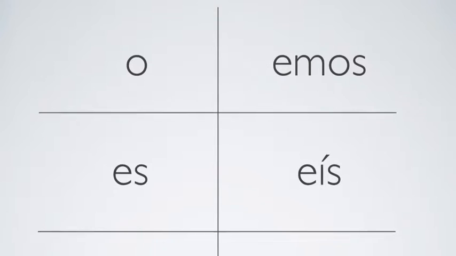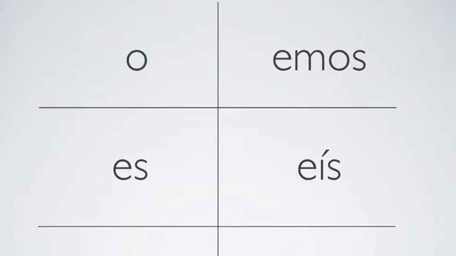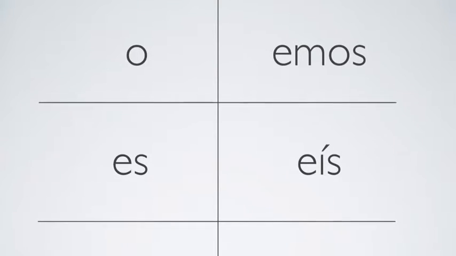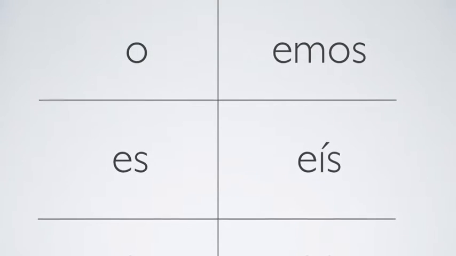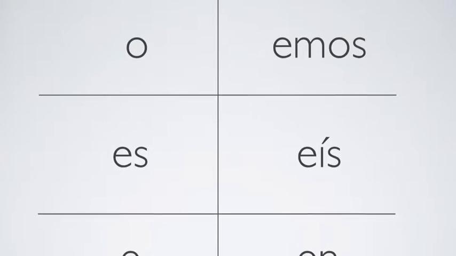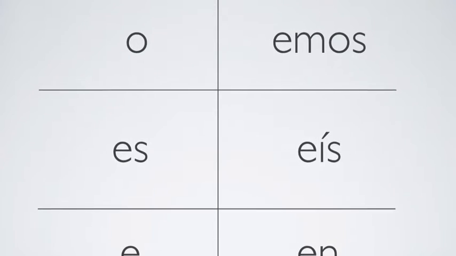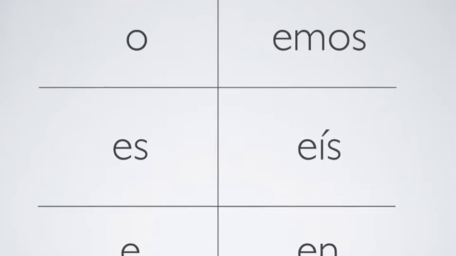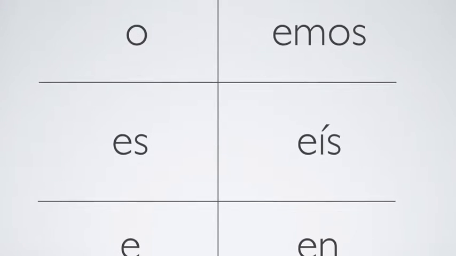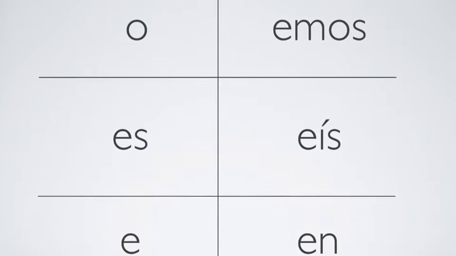Here are the endings for ER verbs. If it is in the yo form, we use o. If it is in the tú form, we use es. If it is in the él, ella, or usted form, we use e. If it is in the nosotros or nosotras form, we use emos. If it is in the vosotros or vosotras form, we use éis. If it is in the ellos, ellas, or ustedes form, we use en.